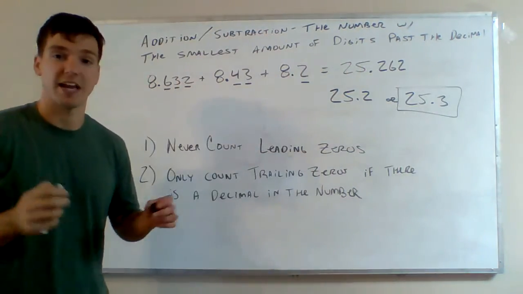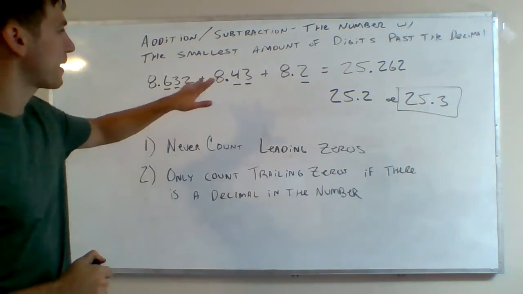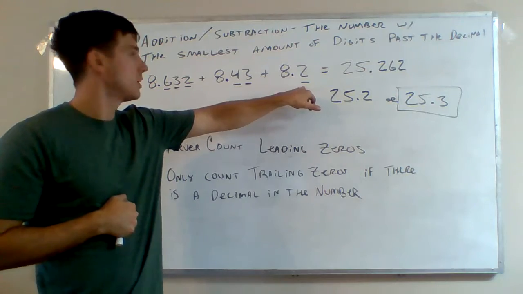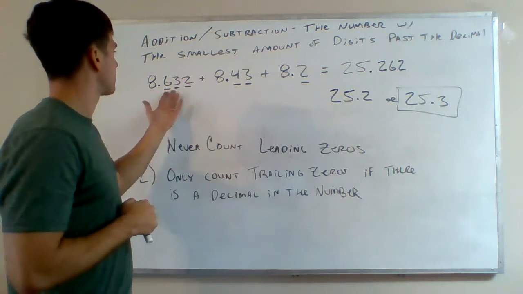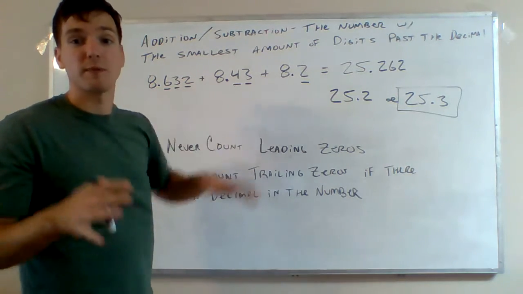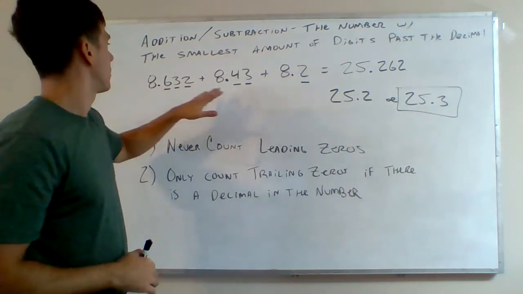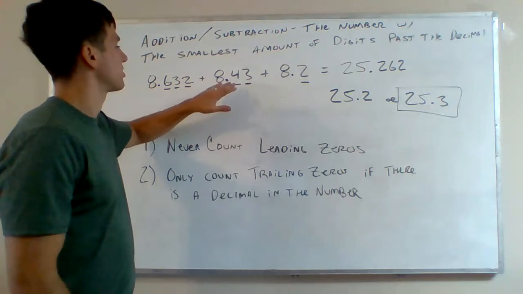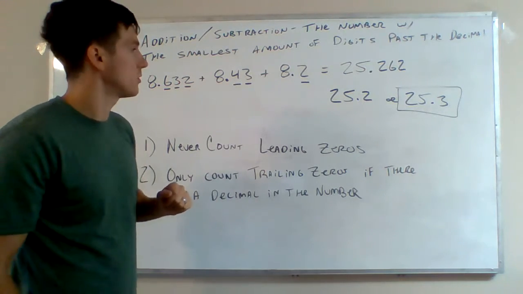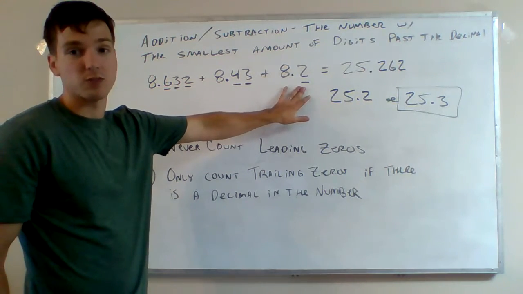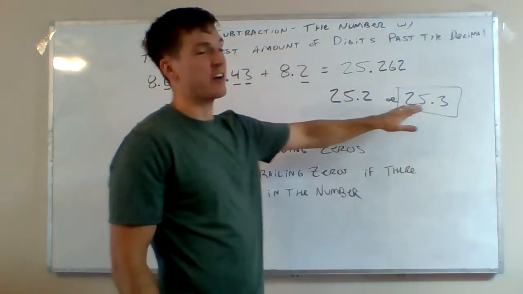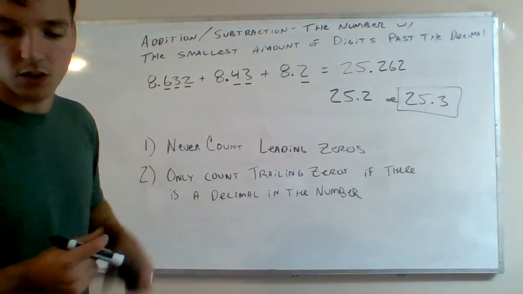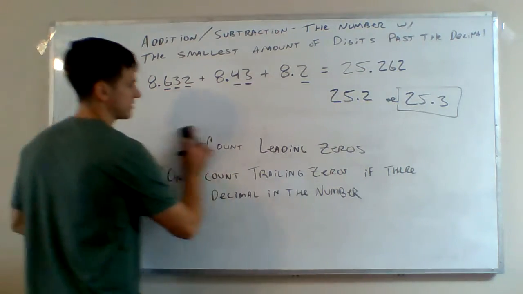25.3, okay? So when we add or subtract, we count up those numbers past the decimal. Our smallest one only had one digit past the decimal. So our smallest amount of digits past the decimal, that's what I mean by smallest, okay? Yes, this is the smallest number numerically, but I'm talking just about digits past the decimal. So this one only has one digit past the decimal, so our answer better have one digit past the decimal as well. Let's look at one more example.